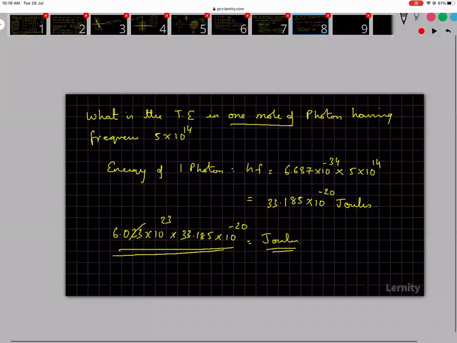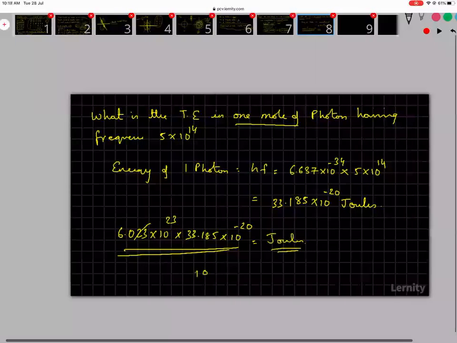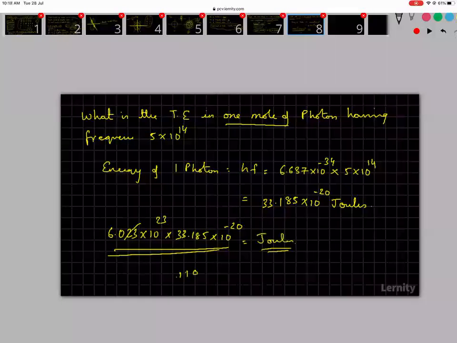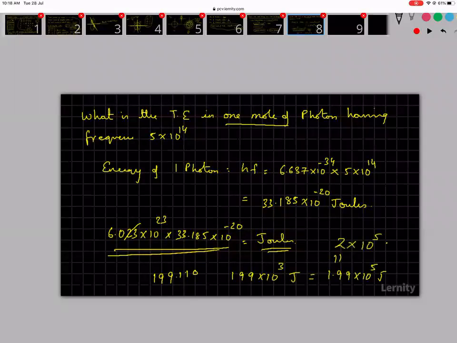So 6 into 8 is 40, 6 into 5 30, 0 carry over 3, 41 carry over 5, 1 carry over 5, 6 1 6, 5 11, 1 carry over 1, 6 3 is 18, 19, 9 carry over 1, 6 3 is 18 plus 1, 19. So it works out to be approximately 199 into 10 power 3 joules. So I can write that as 1.99 into 10 power 5 joules, which I can say approximately is 2 into 10 power 5 joules.